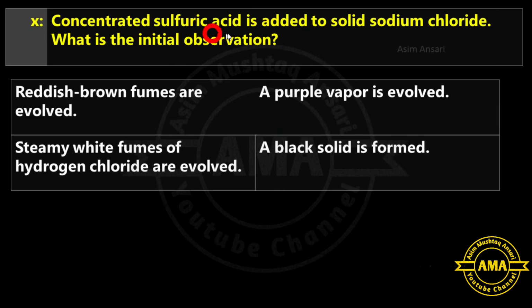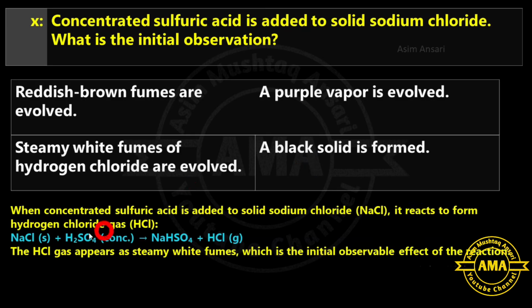Next is: concentrated sulfuric acid is added to solid sodium chloride. What is the initial observation? Reddish brown fumes are evolved, a purple vapor is evolved, steamy white fumes of hydrogen chloride are evolved, or a black solid is formed. There, when concentrated sulfuric acid is added to solid sodium chloride NaCl, it reacts to form hydrogen chloride gas. The HCl gas appears as steamy white fumes, which is the initial observable effect of the reaction. So steamy white fumes of hydrogen chloride are evolved. That is the correct answer of this question.